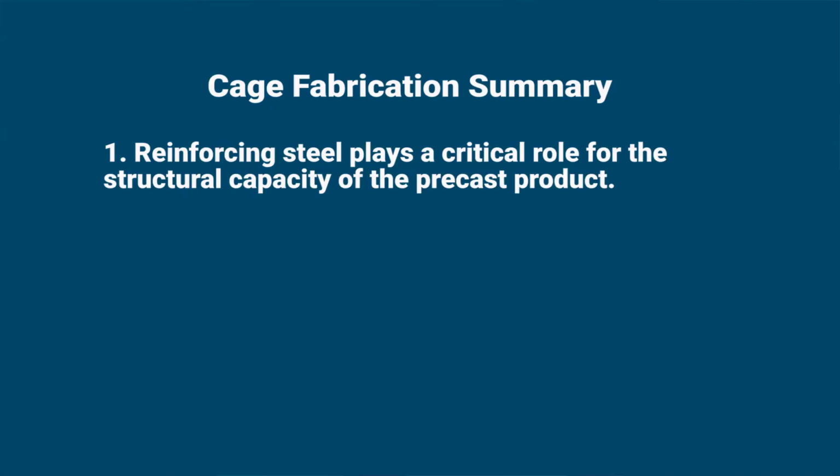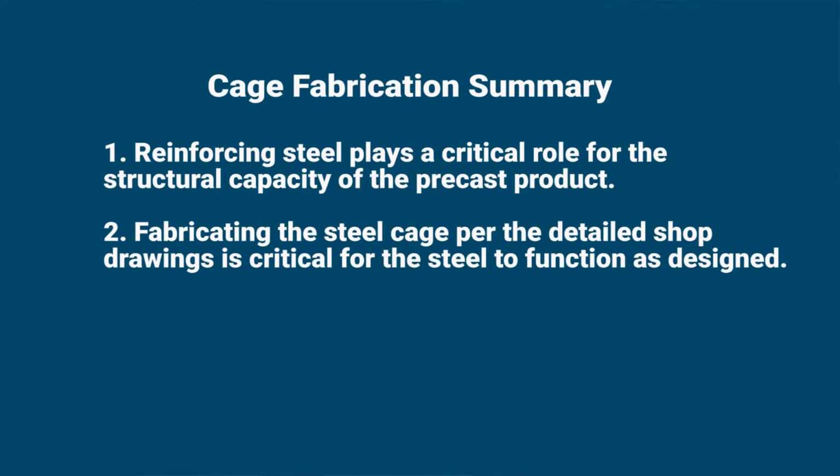So in conclusion, there's 5 important things to know about when fabricating steel rebar cages. One is that the steel reinforcement is critical to the structural capacity of the structure that you're making. And 2, for that steel to function as designed, you need to follow very closely and understand the shop drawings of the steel cage that you're making and keep it within the tolerances that are required within your shop drawing.